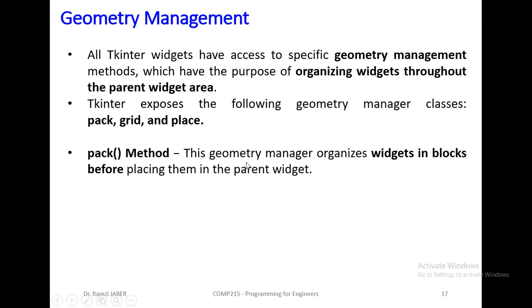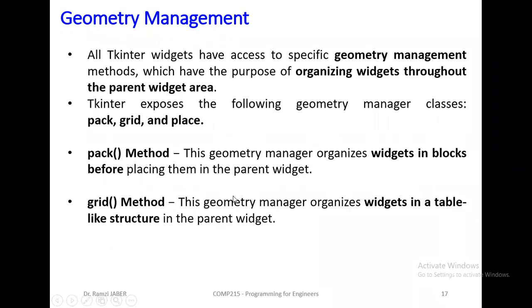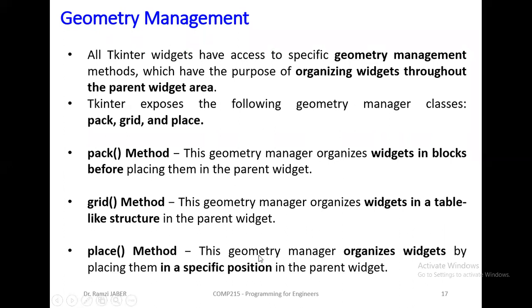Pack method means the widgets will be placed in blocks, as a block. We'll take an example. Grid method, the widgets will be put on the window as a table. Place method, in a specific position. Here you give in the code the X and Y coordinates, to put the widget at an exact X and Y position that you want. So you can use one of them. Pack and grid are auto arrangement, as a block or as a table, column by column. We'll take three methods.